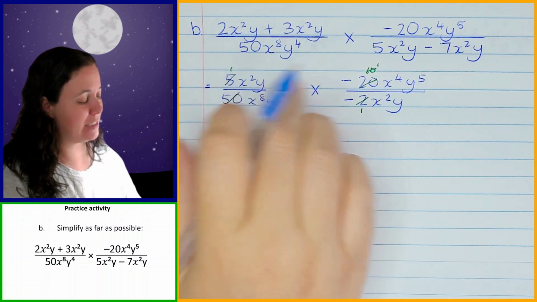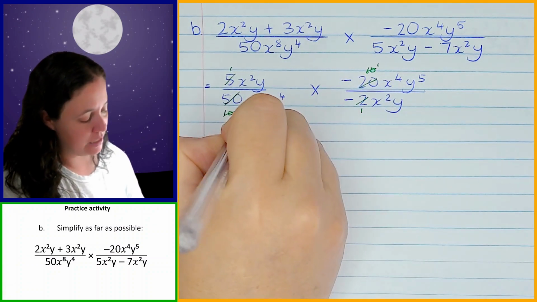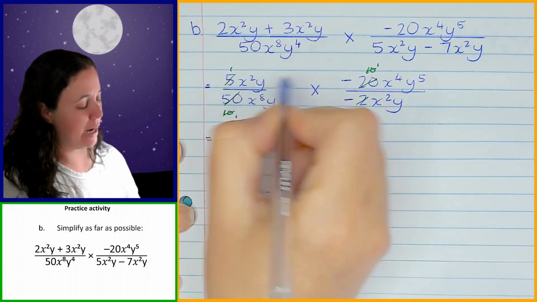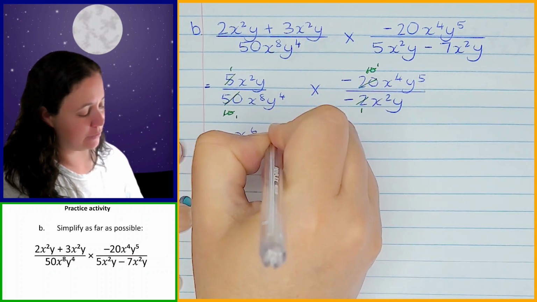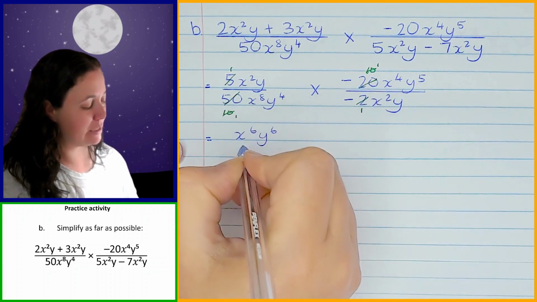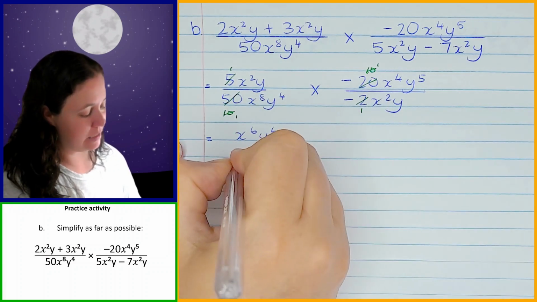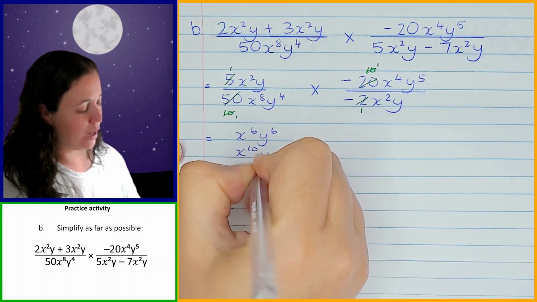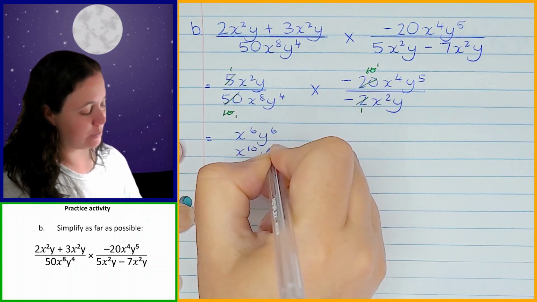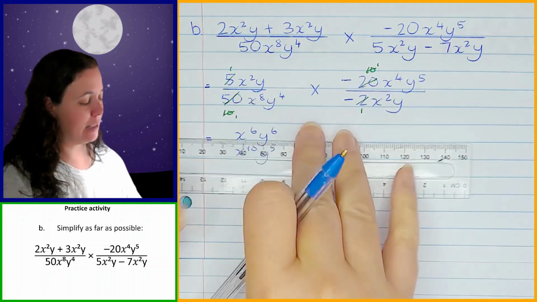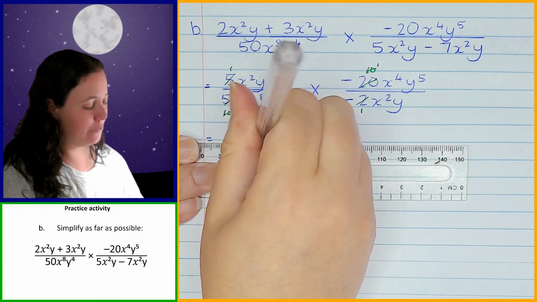So I've got x squared times x to the power of 4, that's x to the power of 6, and y times y to the power of 5 is y to the power of 6. And then in my denominator, I've got x to the power of 8 times x squared, that's x to the power of 10, and y to the power of 4 times y, which is y to the power of 5. Okay. So now we're going to go and simplify our variables.